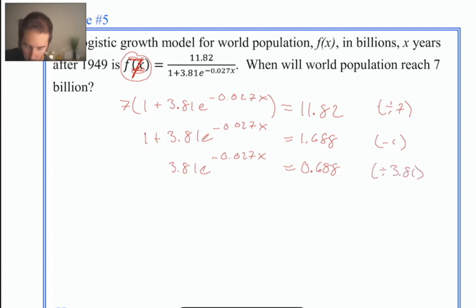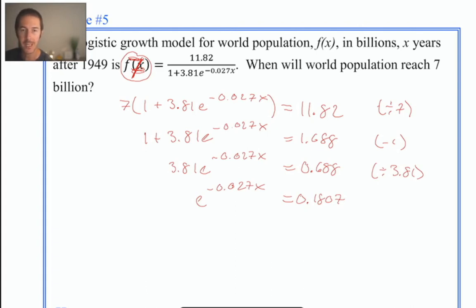Divide by 3.81, e to the power. And in my calculator, divided by 3.81, enter, and I get approximately 0.1807. Again, I'm leaving that number on my calculator screen. Whether you're using a scientific or graphing calculator, that number should stick around on your screen as an exact value.